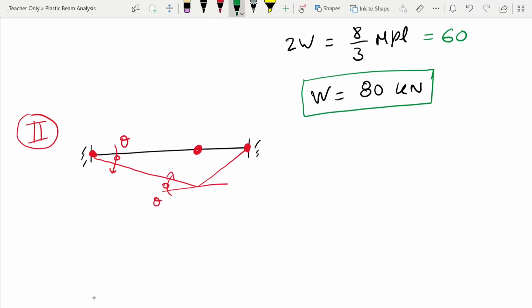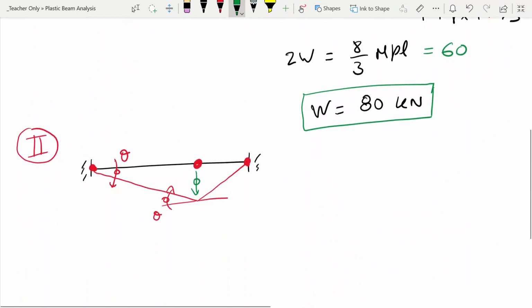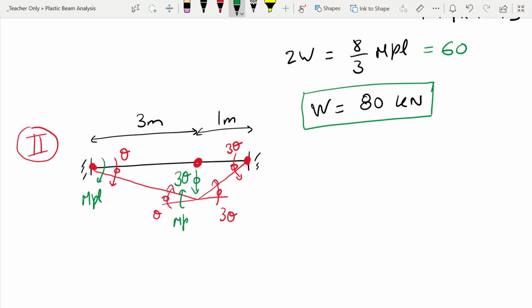And the displacement underneath the load needs to be theta times, and the distance is 3 meters. So that's going to be 3 theta, and if that's 3 theta, that means that this angle here also has to be 3 theta, because we're going to multiply by 1 meter here to get 3 theta, and don't forget this one is 3 meters. Okay, so now we're in a situation to say that this also has to be 3 theta, and in all of these hinges we need a plastic moment that causes that hinge.